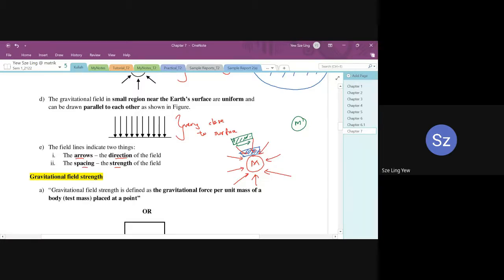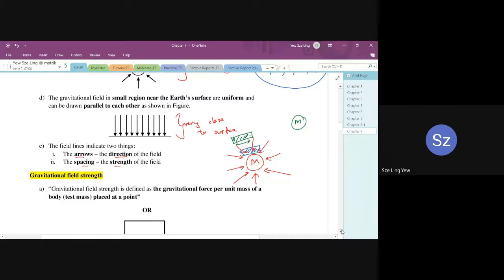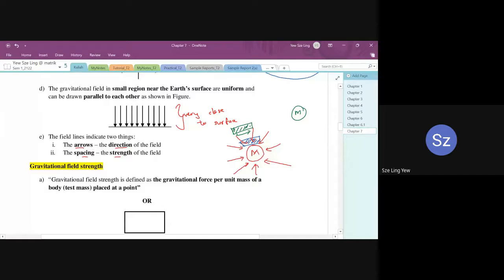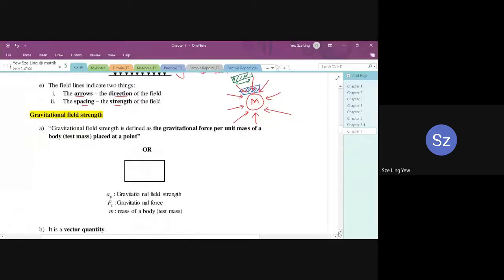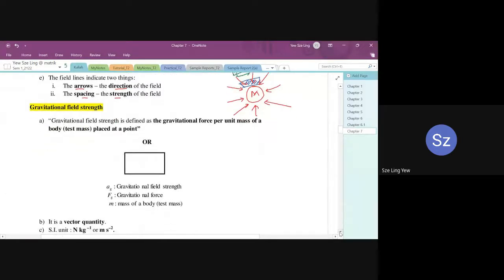Okay, so in other words, you can say that if you place an object closer to the Earth, then it will experience greater field strength compared to if you place it far away from the surface of the Earth. Okay, so that is the meaning of a field line. It tells you the strength of the field, whether the strength acting on the object is larger or smaller.